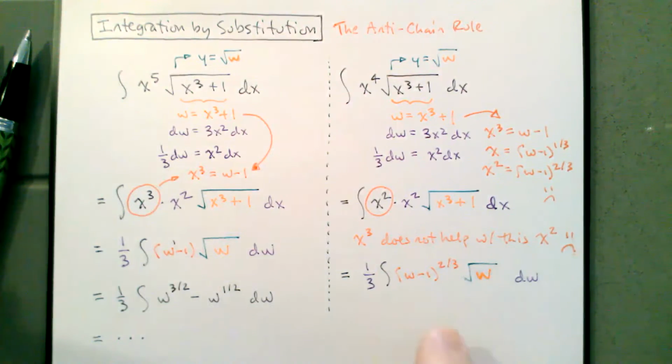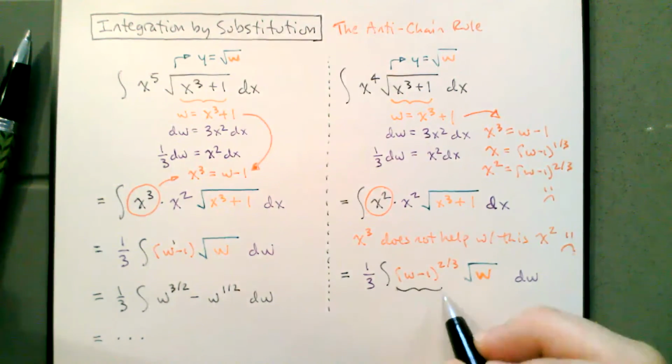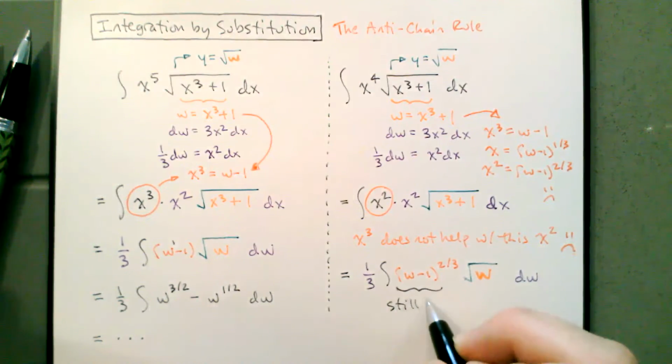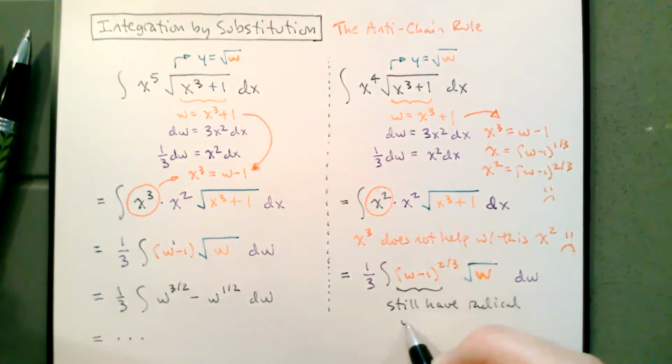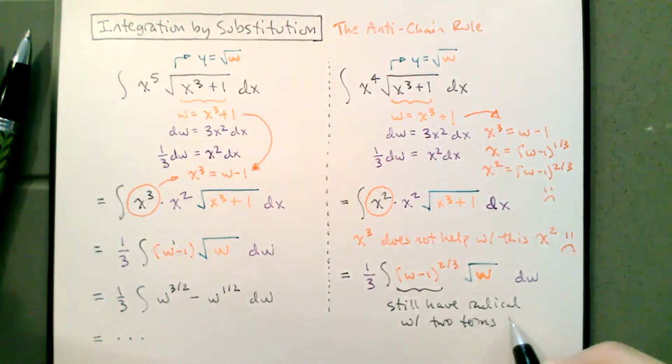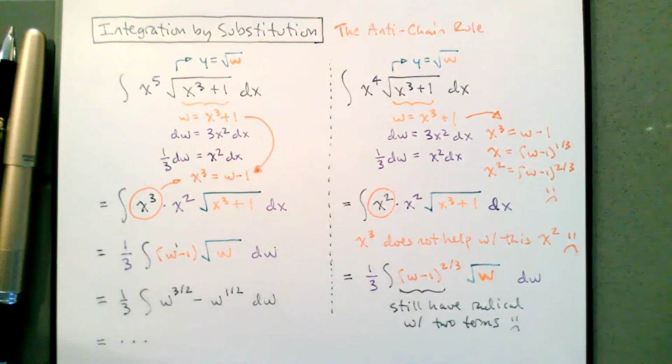The problem is I've got w minus 1 to the 2/3 power. I've still got a radical with 2 terms in it. And that means the substitution didn't work. We still have a radical with 2 terms. We still cannot proceed by just distributing the square root of w.